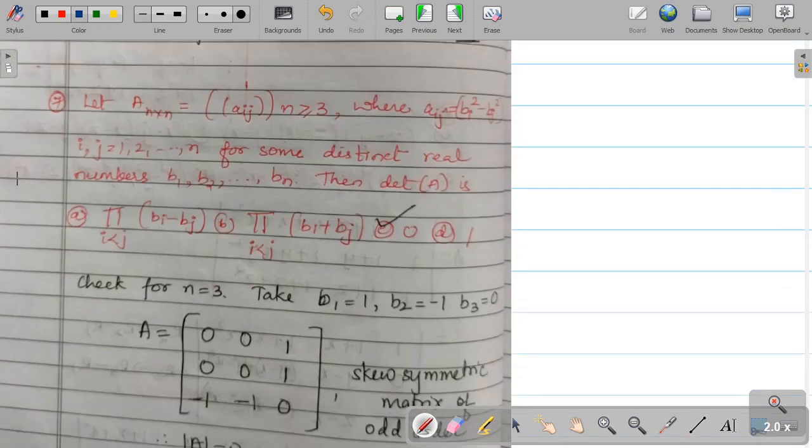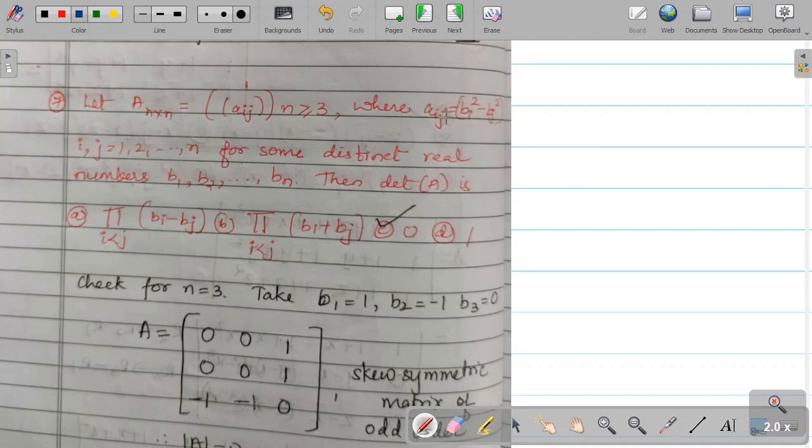Now, seventh question. Let A be the given matrix, where Aij is given by Bi square minus Bj square for some distinct real numbers B1, B2, and so on up to Bn. Then the determinant of A is... Let me check for n greater than or equal to 3. This is how the matrix is defined. Let me check for n equal to 3. Take 3 distinct real numbers like B1 equal to 1, B2 equal to minus 1, B3 equal to 0.